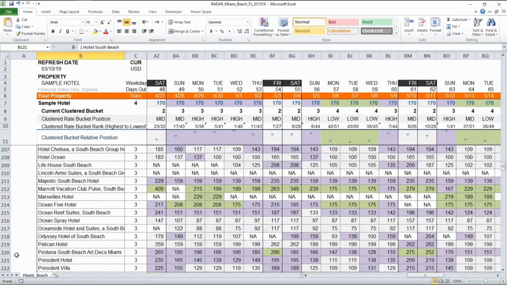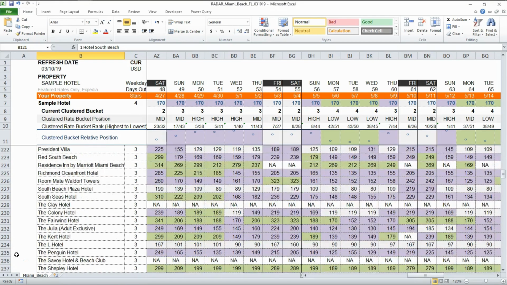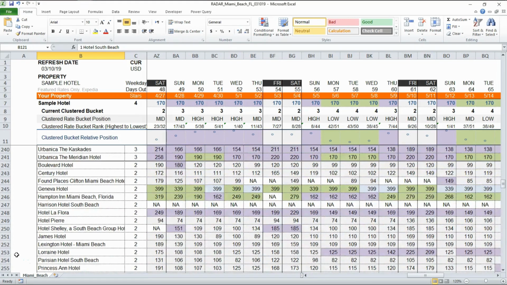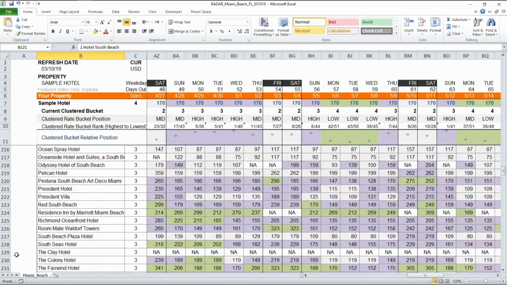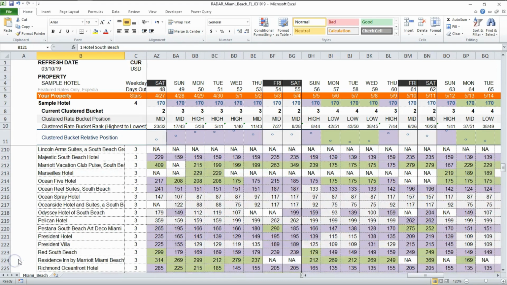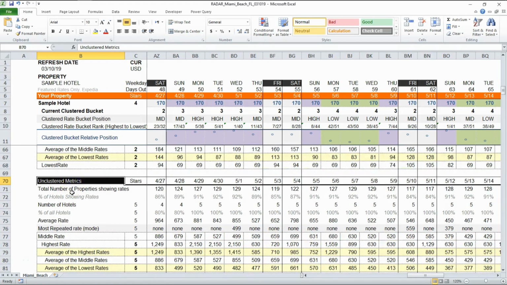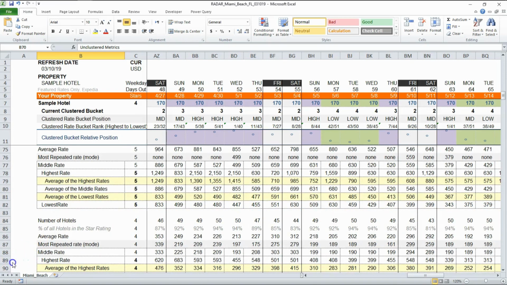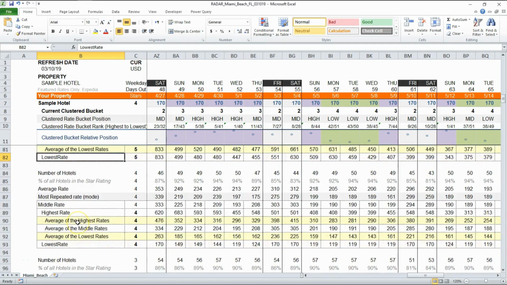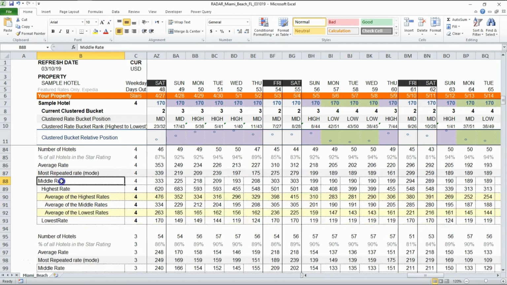This Radar report is for the Miami Beach market. The Miami Beach market has around 140 hotels that have a 2-star rating or higher and have at least 20 rooms. The first set of measures that we have is the unclustered metrics. In this section, we display the results of taking a set of measures from the raw rates that we extracted below.